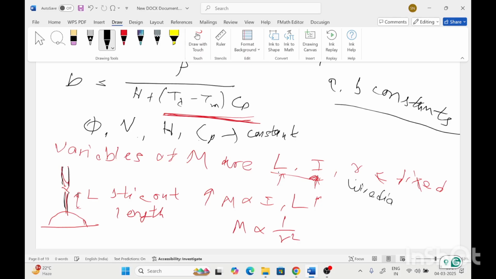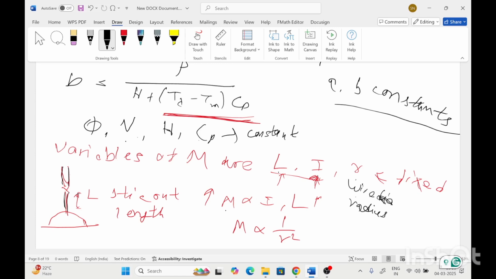R is the wire radius, not the diameter. Generally we use a fixed radius wire only. So the wire radius is also fixed, and we have only two variables, the stick out length and the current.